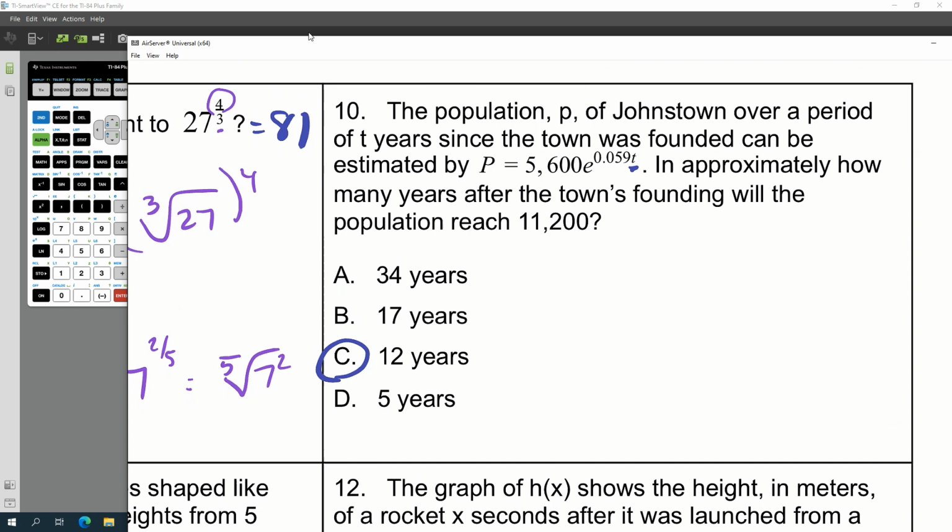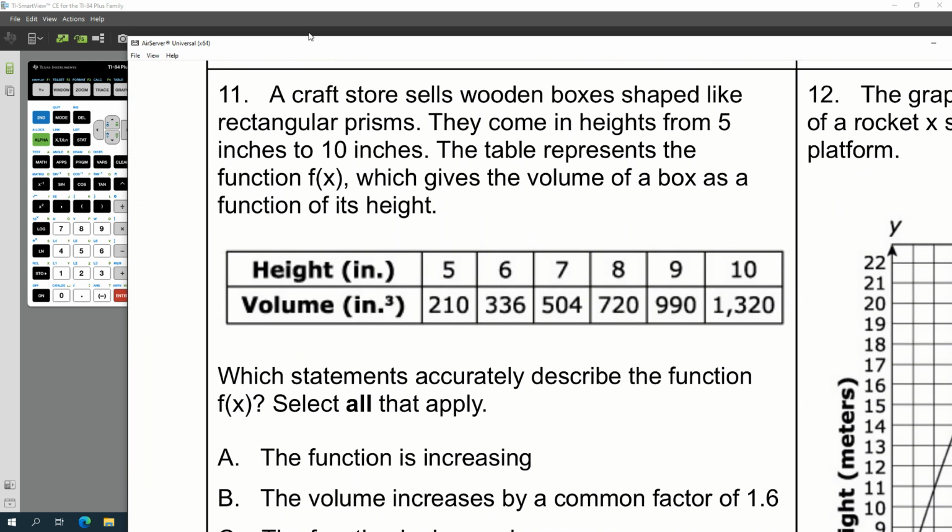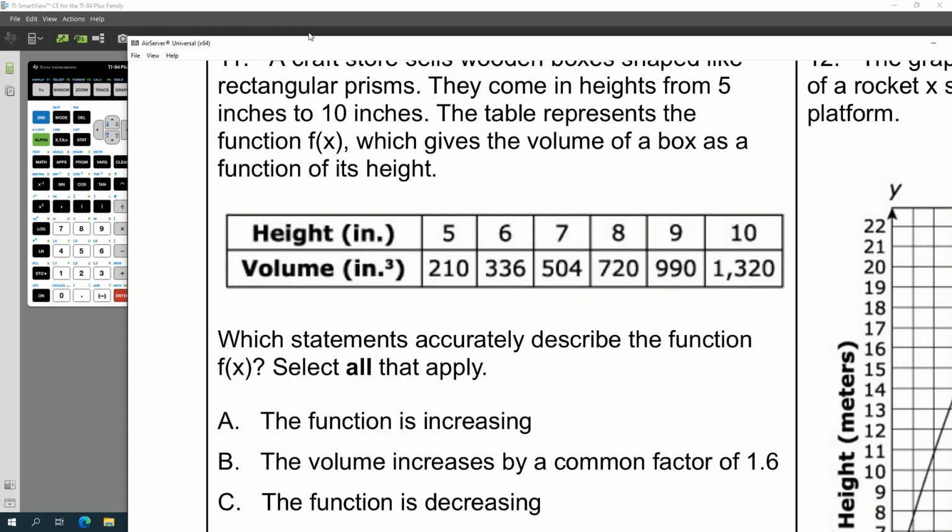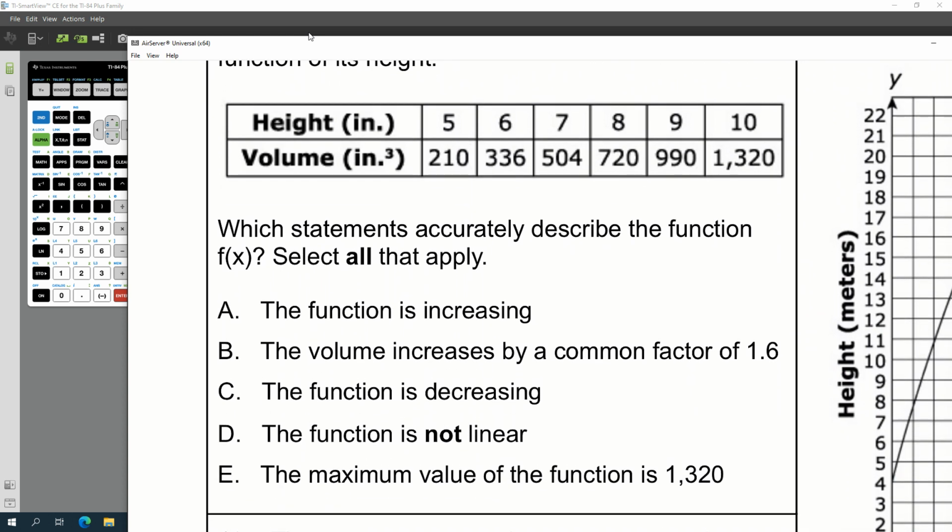All right, let's look at 11. A craft store sells wooden boxes shaped like rectangular prisms. They come in heights from 5 to 10 inches. The table represents a function f of x, which gives the volume of a box as a function of the height. Now, which is true? Okay, is this function increasing? As the heights are getting bigger, is the volume getting bigger? Yes.